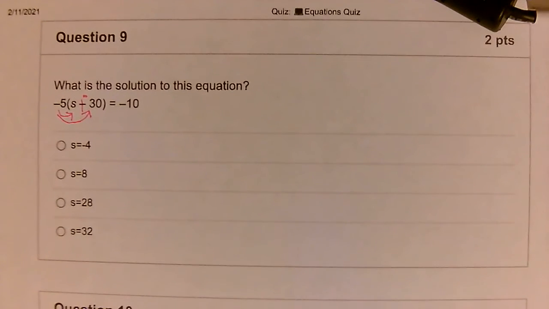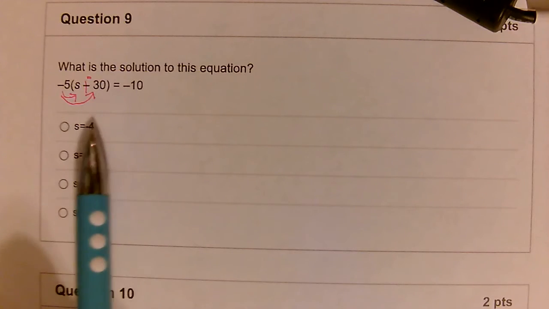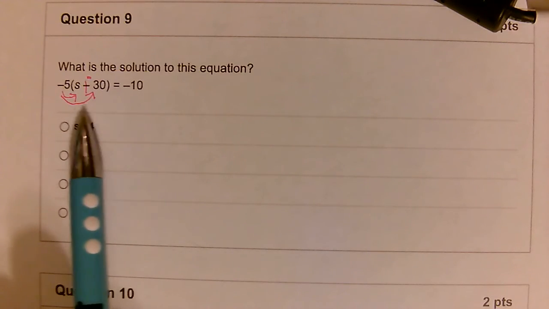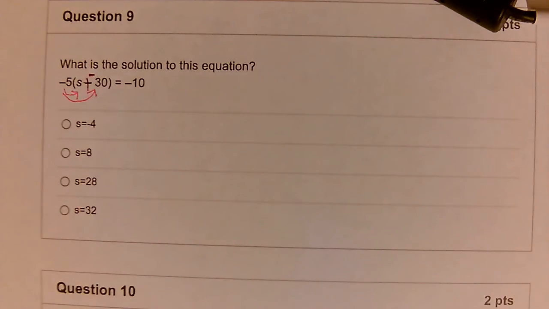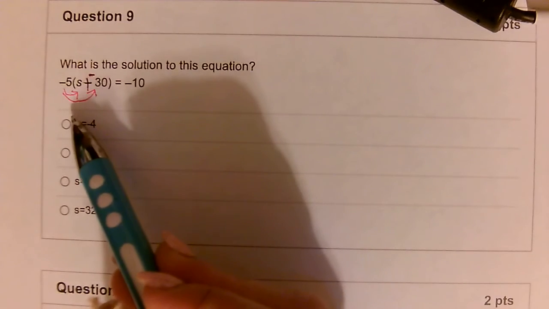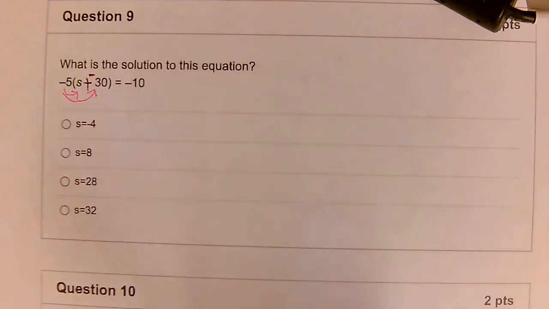Next question is going to be using the distributive property. It says, what is the solution to this equation? Well, you have negative 5 times the quantity S minus 30 equals negative 10. It's good to go ahead and change this to adding a negative, so it's easier to multiply. So negative 5 times S, and then bring down your plus sign, negative 5 times negative 30 is what? And then you'll have a two-step equation to solve.